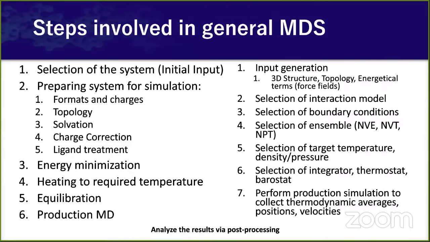Once we prepare this initial system, which will consist of your solute, your solvent, your ions, and ligands if they are part of the system, it will be ready for the next stage. If we directly take this system for a simulation, it will create a lot of artifacts. There will be many problems because currently the system is randomly generated and it is far away from equilibrium.